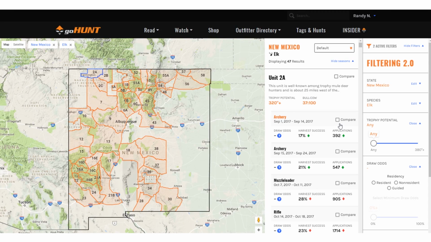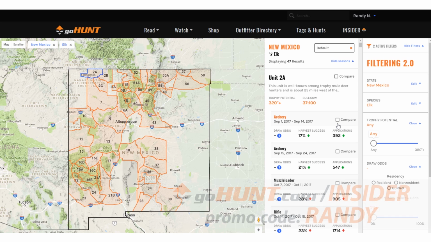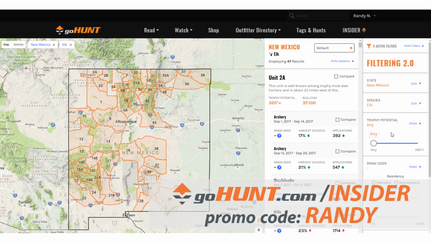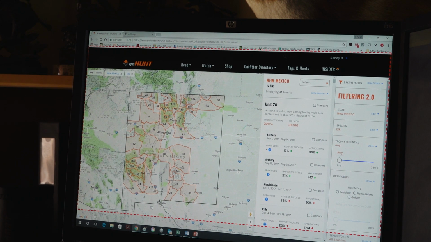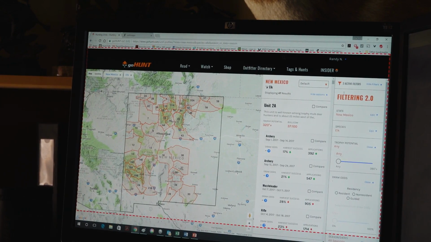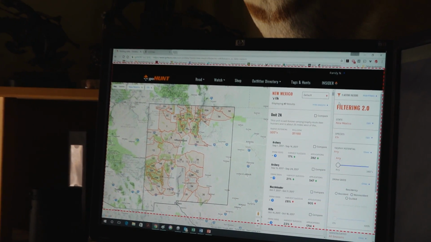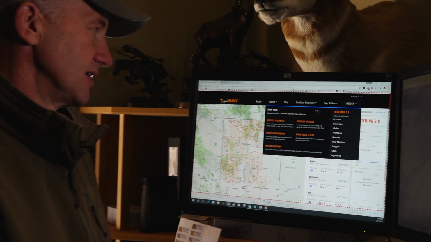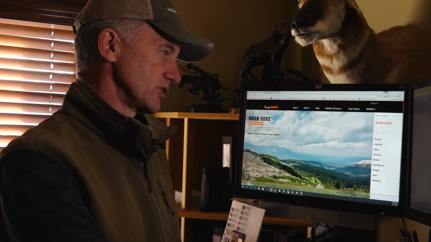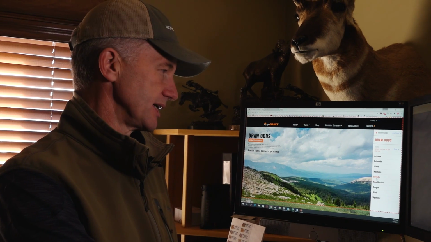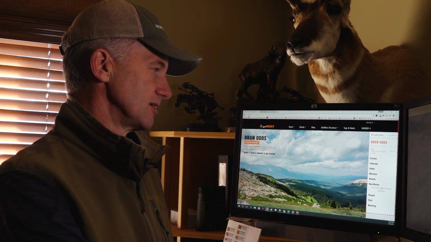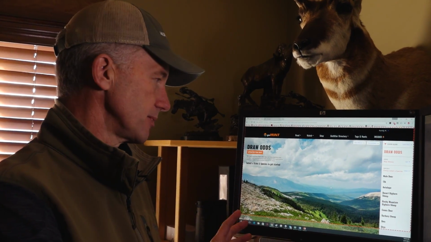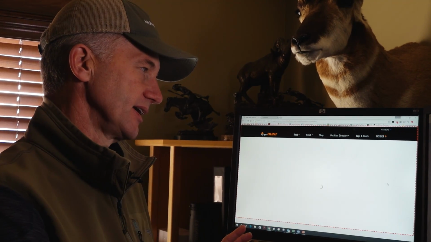One here is the GoHunt Insider. I just use this part as my main research for drawing my tag. And I'll go in and do analysis by unit, by draw odds, by everything else. This filtering system that they have here is excellent. Helps me really narrow down my choices in a hurry. Their draw odds are as good as any draw odds. Not as good, they're better than any draw odds that are out there. I spend tons and tons of time doing this because I have to get a tag.